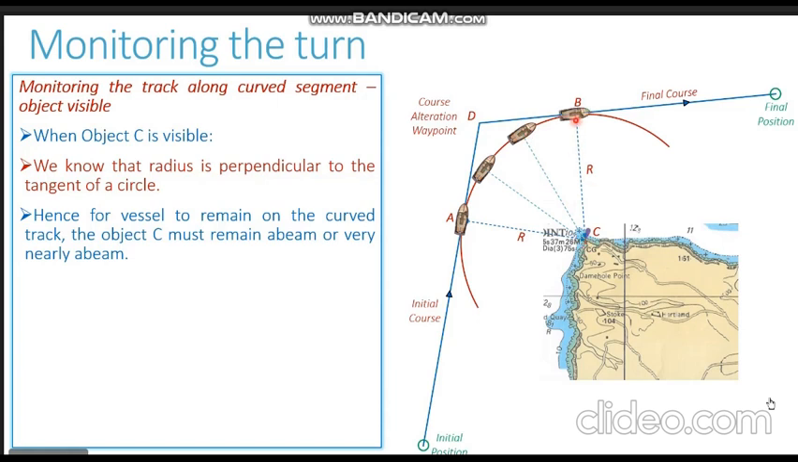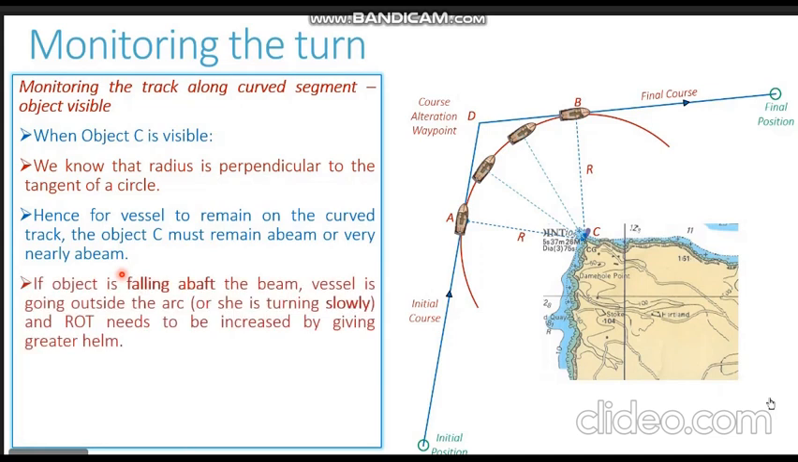And eventually moving to point Bravo, again we can see the fore and aft line is the tangent, the bearing of the lighthouse is the radius, both at right angles, so the lighthouse should remain abeam. So you can see at all these intermediate positions, if the lighthouse stays abeam or very nearly abeam, it ensures that the vessel is moving on the planned curved path. Hence, for the vessel to remain on the curved track, the object C must remain abeam or very nearly abeam.